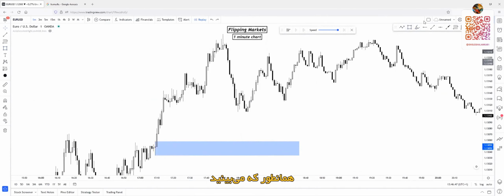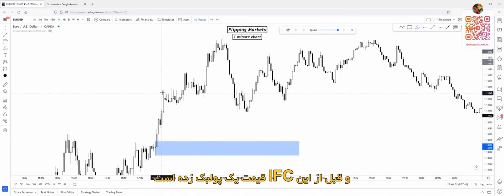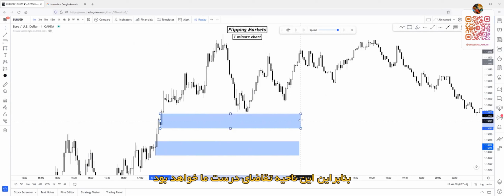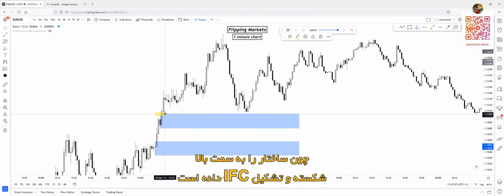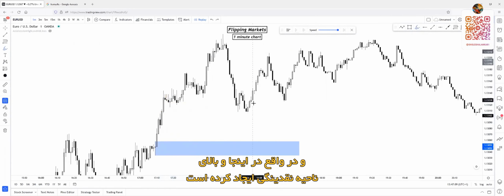As you can see, an inefficient push happened here again. And before this inefficient push, price created a pullback. So this will be a downside candle before the inefficient push. So this will be another right demand zone because it broke structure to the upside again, created inefficiency, and actually created liquidity here, just above the zone.